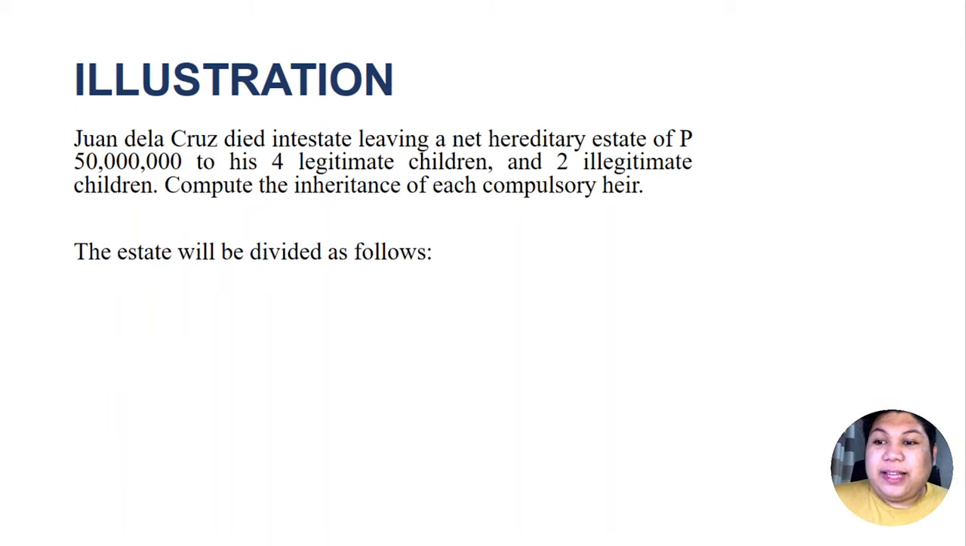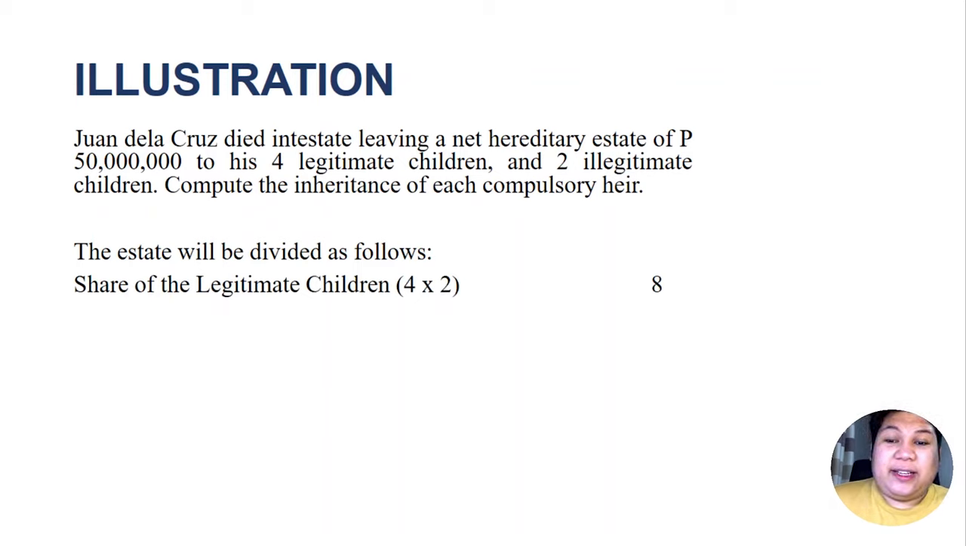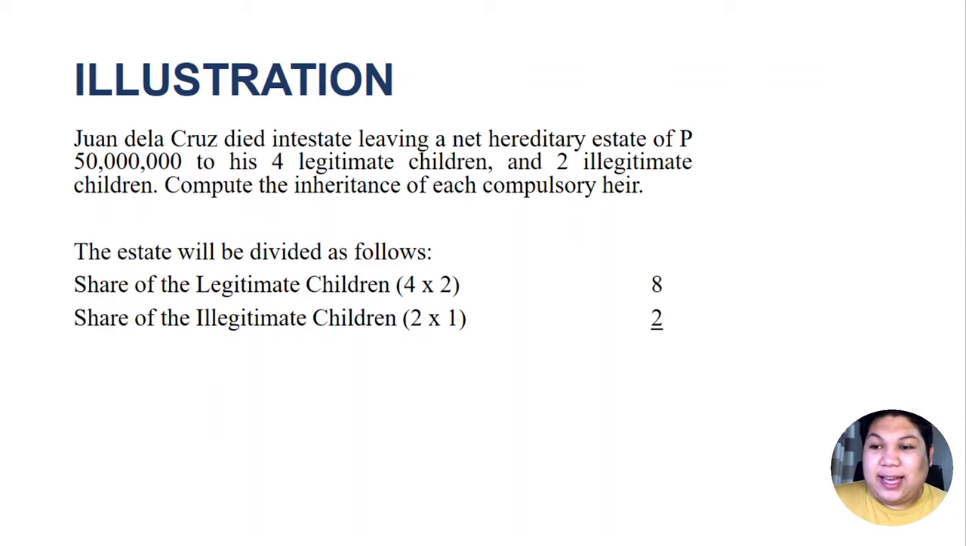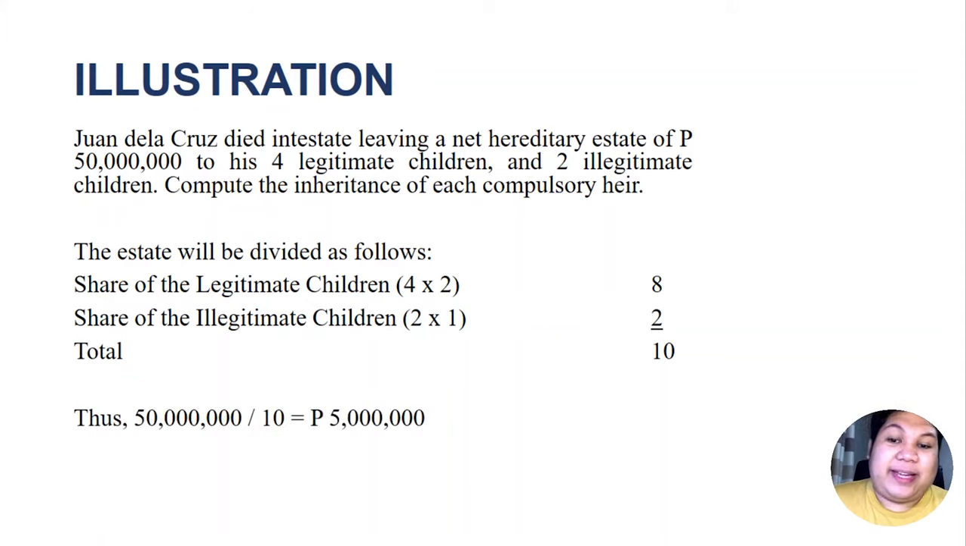So, the estate will be divided as follows. The share of the legitimate children, there are four of them, will be twice. So, that is times two. Four times two, that's eight. And the share of the illegitimate children will be one. And there are two illegitimate children, so therefore 2 times 1. Again, the legitimate child will get twice the share of one illegitimate child, and that is a total of 10. So therefore, we will divide the 50 million by 10.